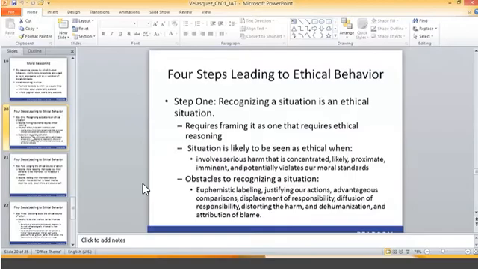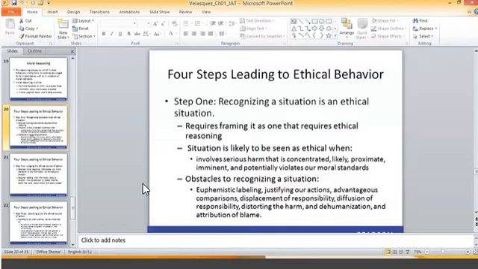A situation is likely to be seen as ethical when it involves serious harm. So maybe it depends on what kind of gift you receive from your friend, or maybe the gift that you receive is from one of your customers. So now the issue is whether it gives harm, what kind of harm, significant harm or not, or injury. This is the thing that we have to look into.